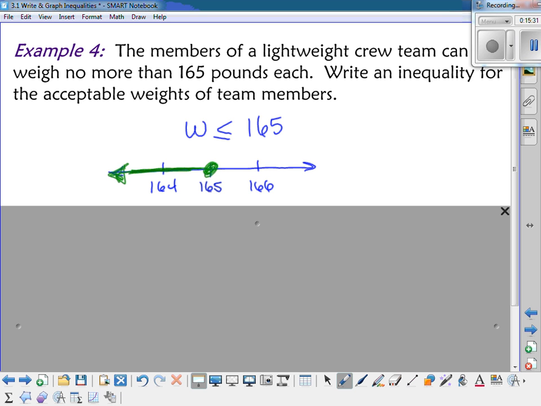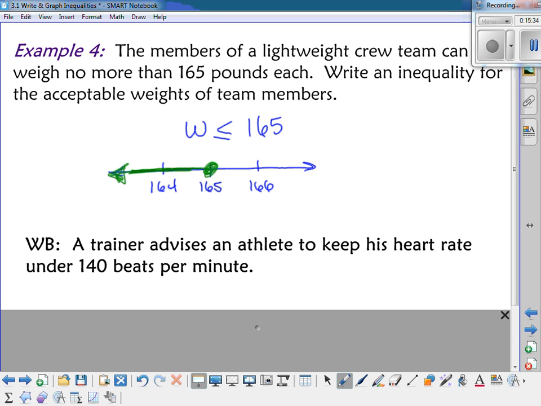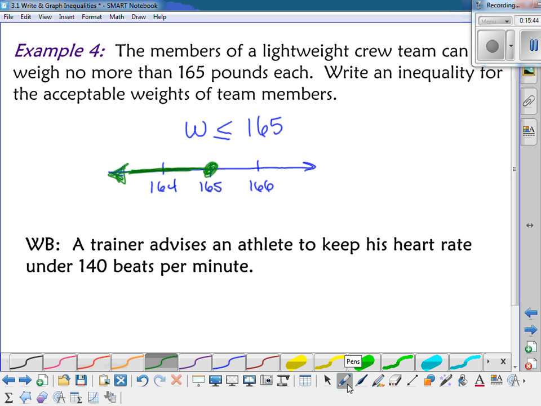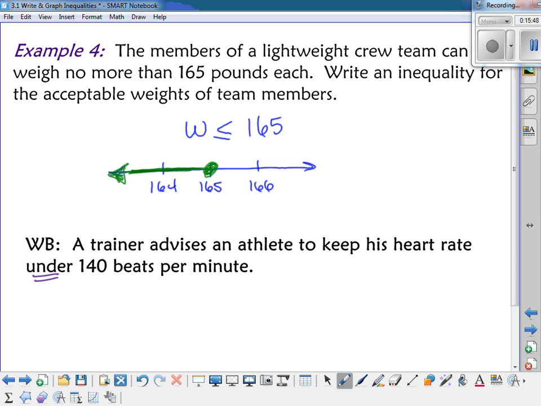So on your own, I want you to try doing this problem. A trainer advises an athlete to keep his heart rate under 140 beats per minute. So go ahead and attempt this one on your own. Notice the word under. Pause the video now.